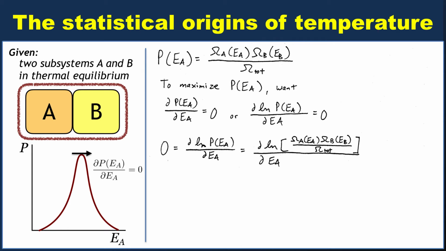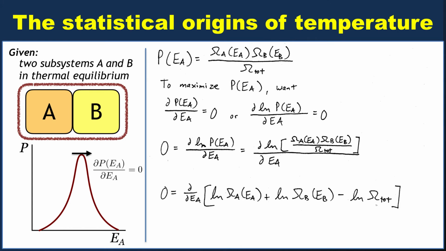Because that partial derivative is equal to 0, 0 is the left-hand side, and we want to take the partial with respect to E_A of the combination of all of these ln's. All I did was expand out the ln of a fraction. The nice thing is that last term, the ln of omega total, does not depend upon the energy E sub A, so that's just going to be 0. It has no dependence on E sub A, so we'll just zero that one out.